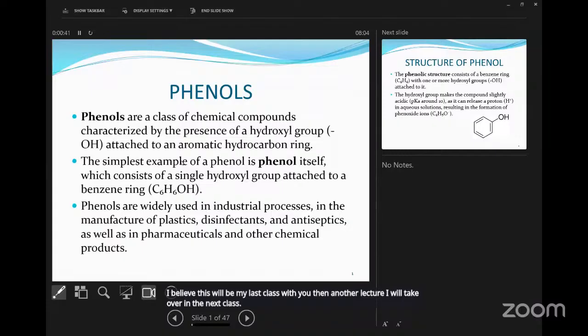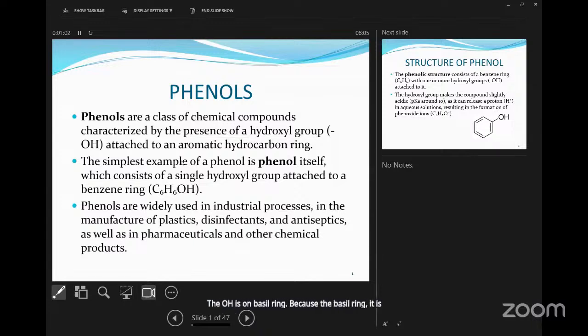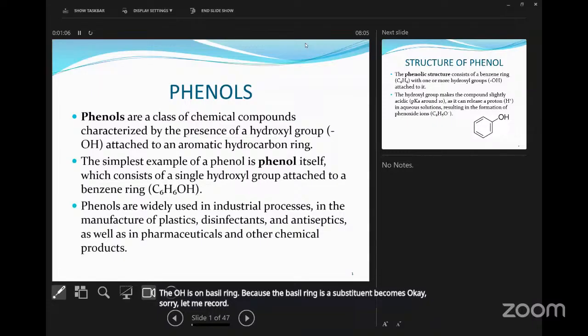So in the last few lectures, we talked about alcohol. So today we want to talk about phenols. Like I said in the previous class, phenol is also carrying an OH functional group, but the OH is on a benzene ring. Because the benzene ring, when it is a substituent, becomes, okay, sorry, let me record. I want to record.